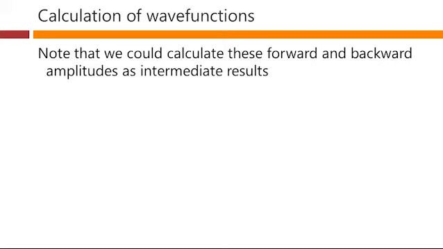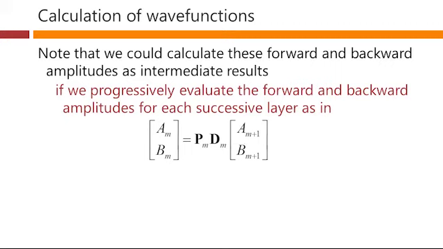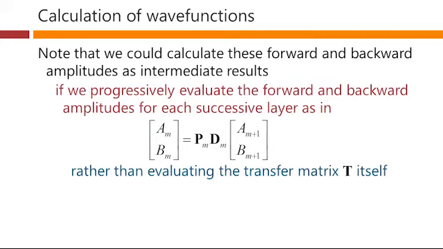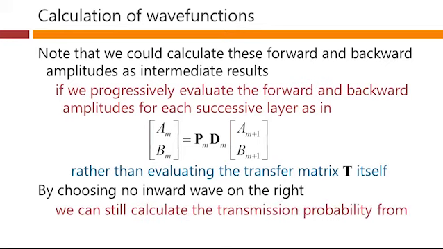Note that we could also calculate these forward and backward amplitudes as intermediate results if we just progressively evaluate the forward and backward amplitudes for each successive layer, as in this kind of progressive movement through the layer. We could write down these amplitudes each time we do one of these calculations, for example, if we wanted to. Rather than evaluating the full transfer matrix at once, we could just progressively go through the layer, writing down all the wave amplitudes at each layer and then moving to the next layer and so on. And by choosing no inward wave on the right, we can still calculate the transmission probability in this approach from the same expression here.